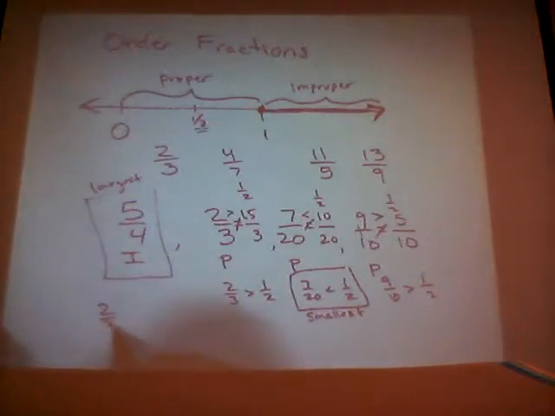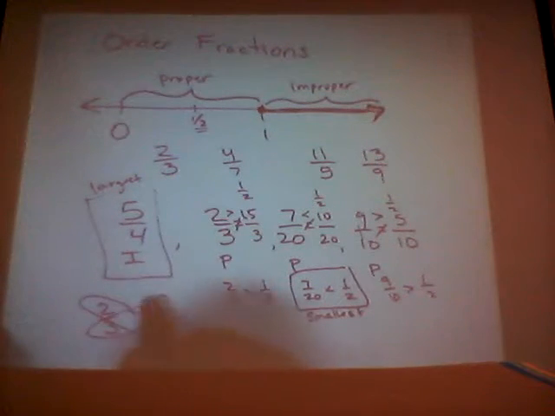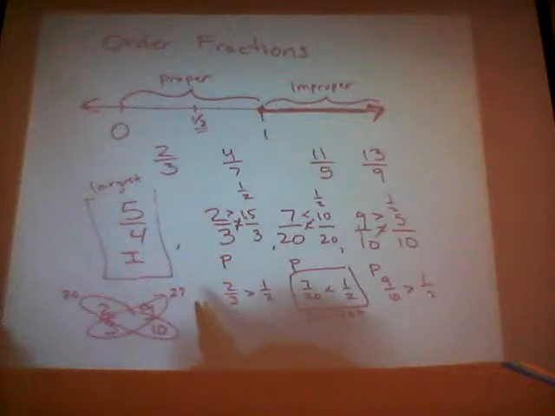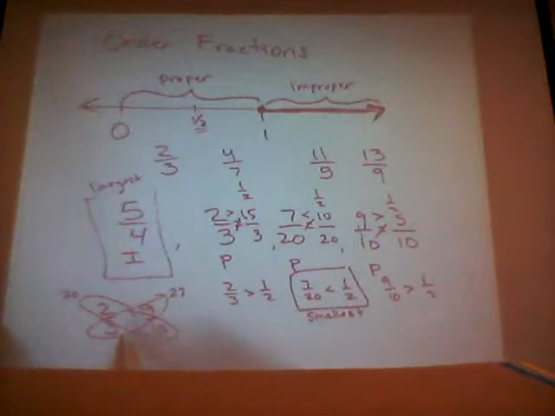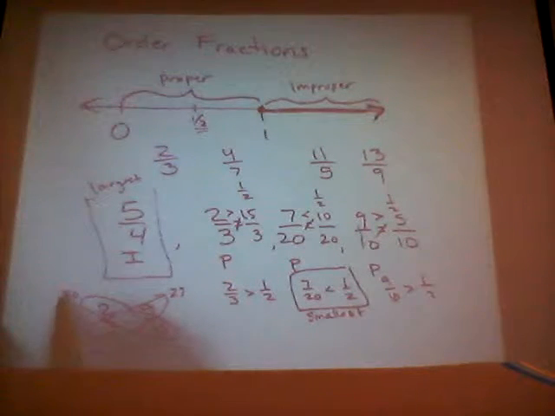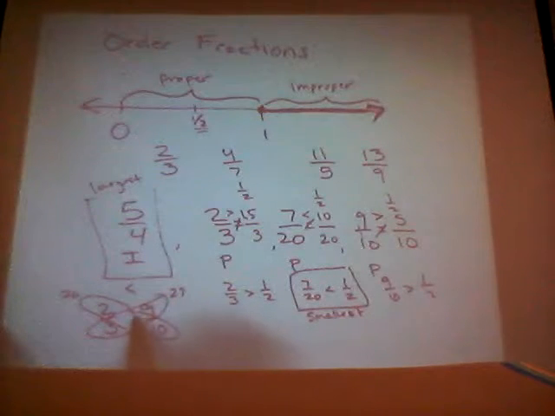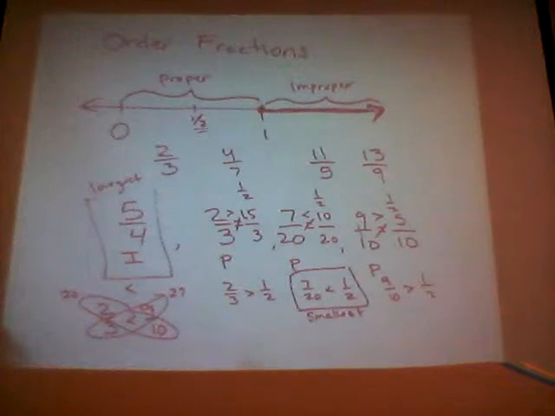So what I'm going to do is I'm just going to take the cross products between these two fractions. I'm going to take 10 times 2, which is 20, and 3 times 9, which is 27. When I take the cross products, in order to compare fractions, what I have to do is compare those cross products. Because 20 is less than 27, that means 2/3 is less than 9/10.